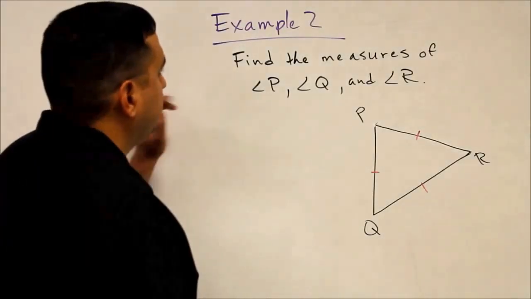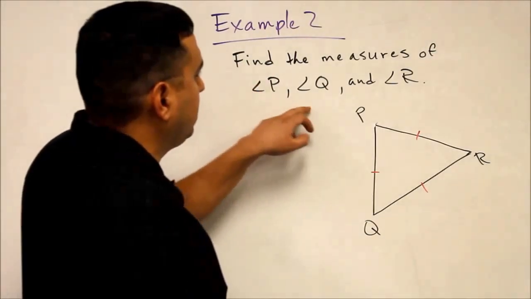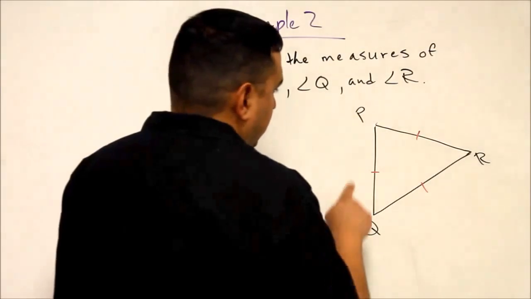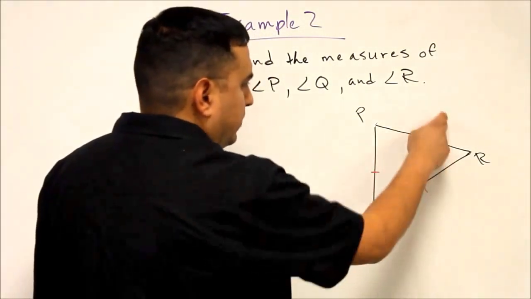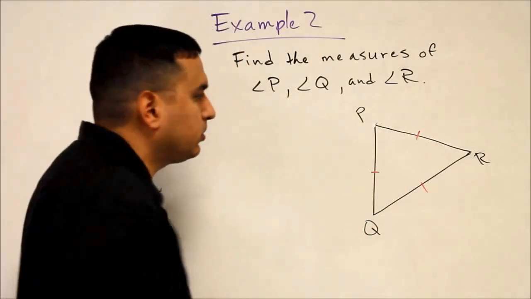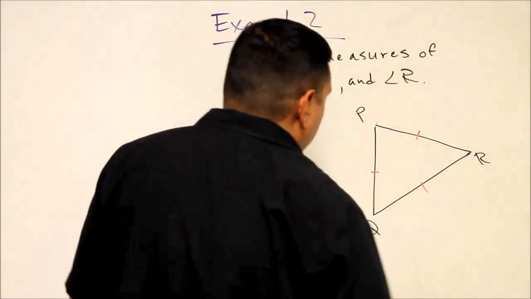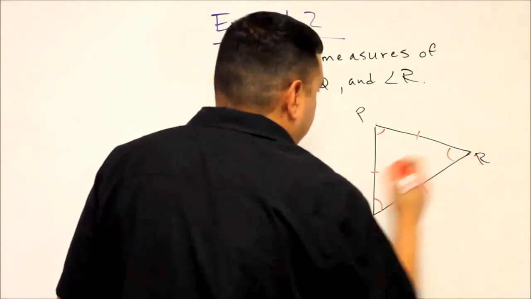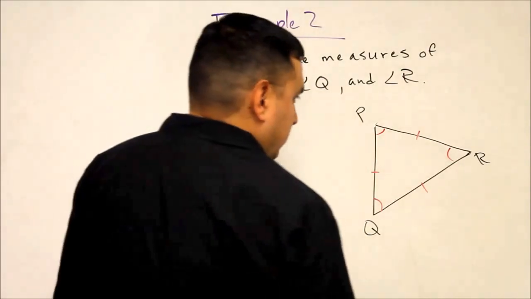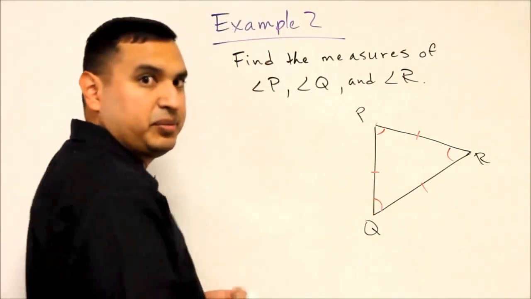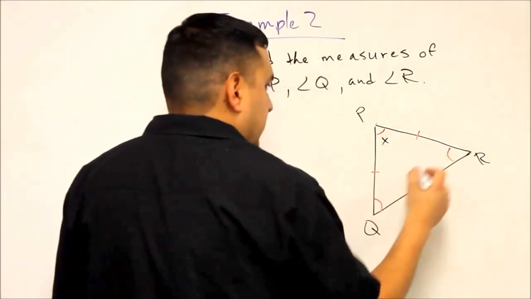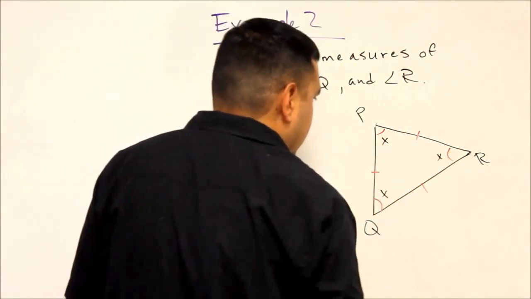Example 2, find the measures of angle P, Q, and R. Looking at the picture here, I noticed that all three sides are congruent. So that tells me that it's an equilateral triangle, which means it's also equiangular. So I know all three of these angles have to be the same measurement. To find out what those measurements are, since I don't know anything else about the angles, I'm just going to call them x. So this one's x degrees, that has x degrees, that has x degrees.